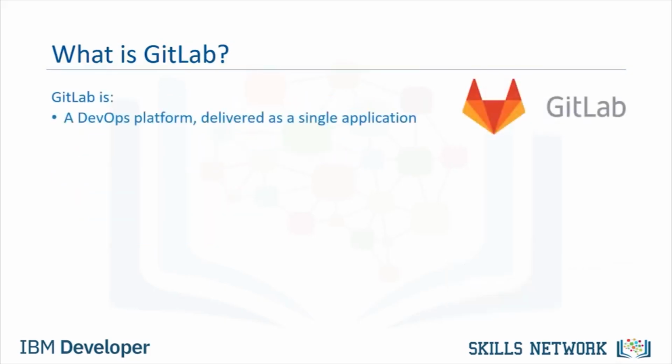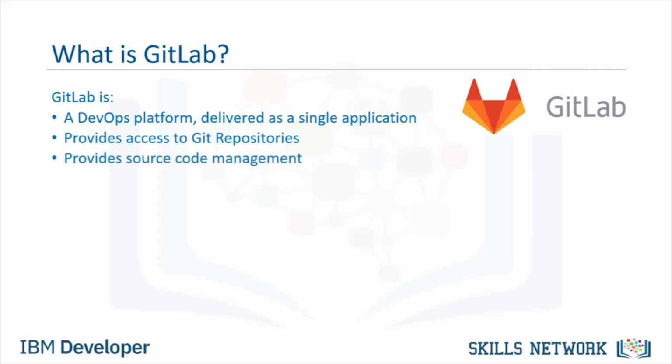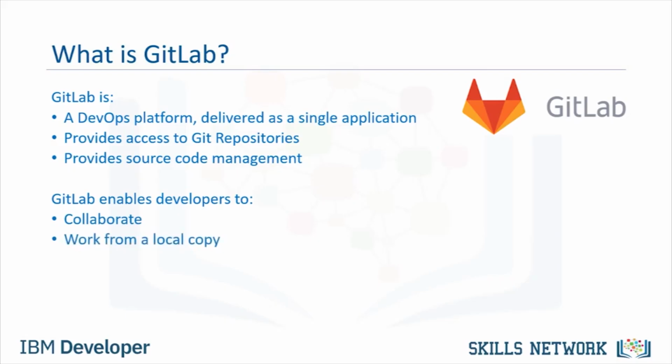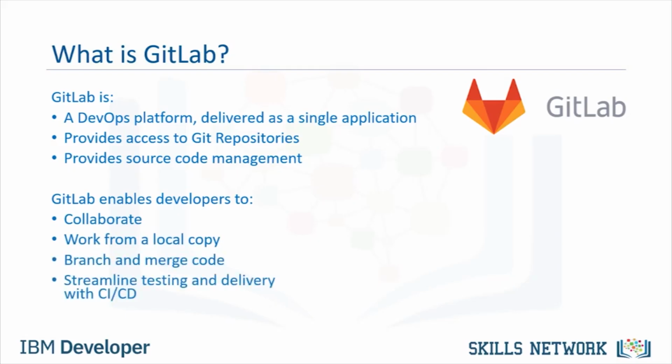A repository can track and maintain version control. GitLab is a complete DevOps platform delivered in a single application. GitLab provides access to Git repositories controlled by source code management. With GitLab, developers can collaborate, reviewing code, making comments, and helping to improve each other's code. Work from their own local copy of the code. Branch and merge code when required. Streamline testing and delivery with built-in continuous integration, CI, and continuous delivery, CD.